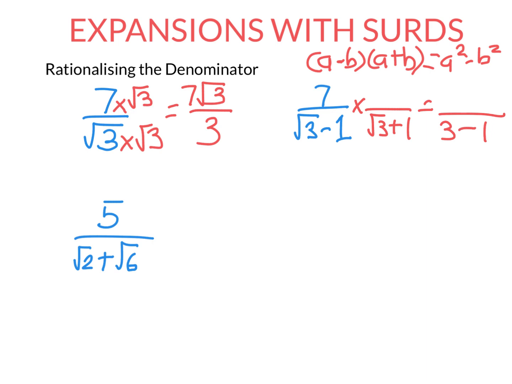As in the first example, if you times the bottom by something, you must also times the top by it. So I have 7 times root 3 plus 1. So I need to times 7 by the whole shebang here. So it's like I have brackets around here. So I go 7 times root 3, 7 times positive 1. Of course, the bottom, 3 minus 1, is just 2.